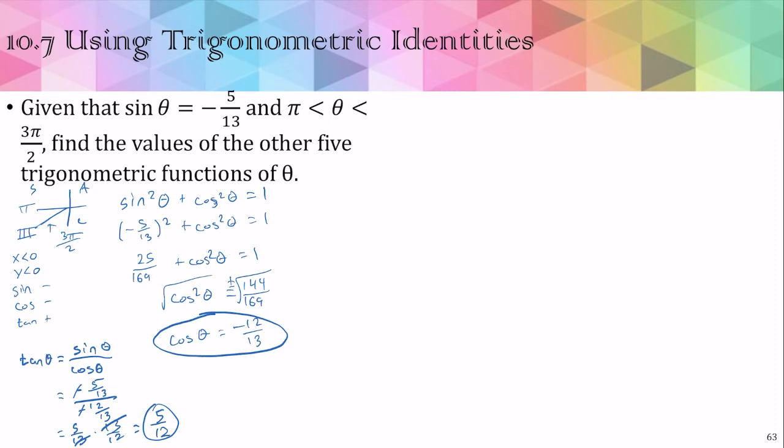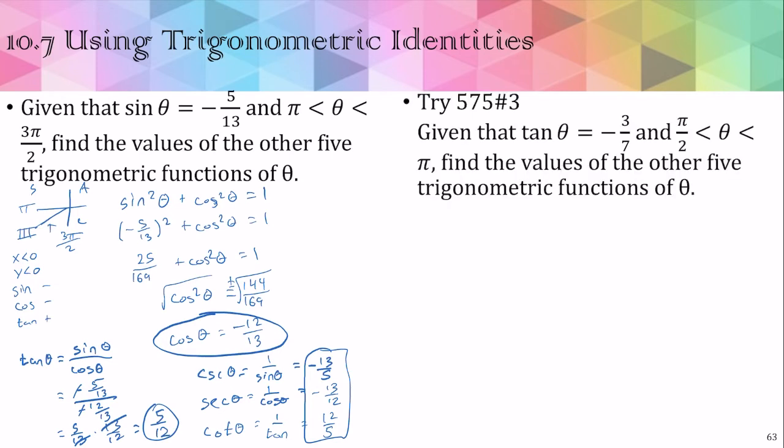And the rest of them are really easy. Cosecant is the reciprocal of sine, so the reciprocal of sine would be negative 13 over 5. Secant is the reciprocal of cosine, so it would be negative 13 over 12. And cotangent is the reciprocal of tangent, which becomes positive 12 over 5. Why don't you pause this and try number 3?